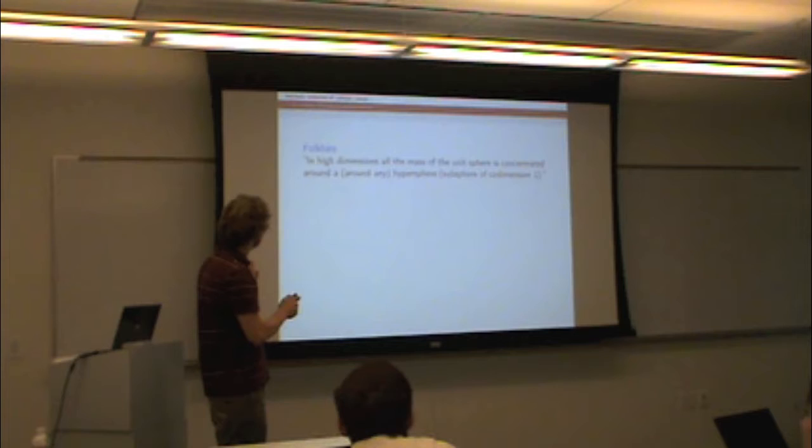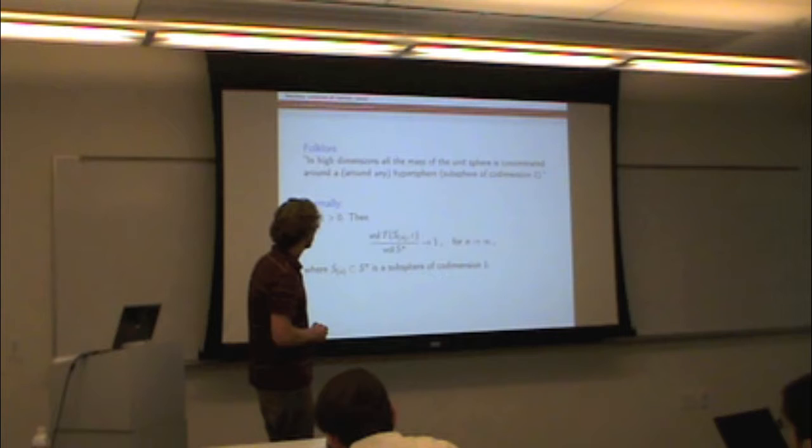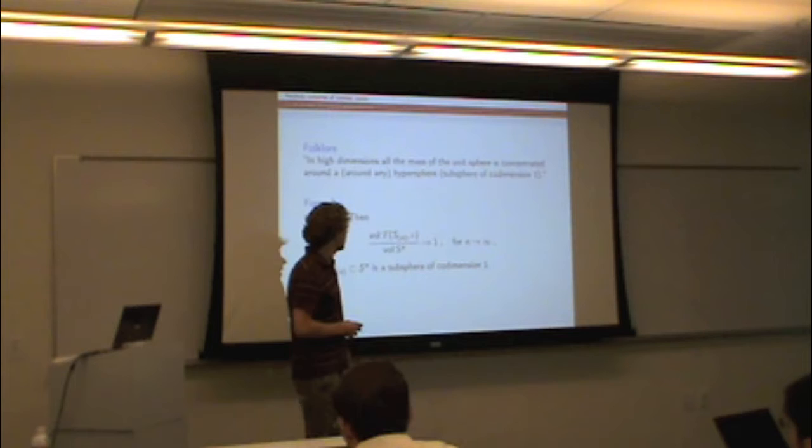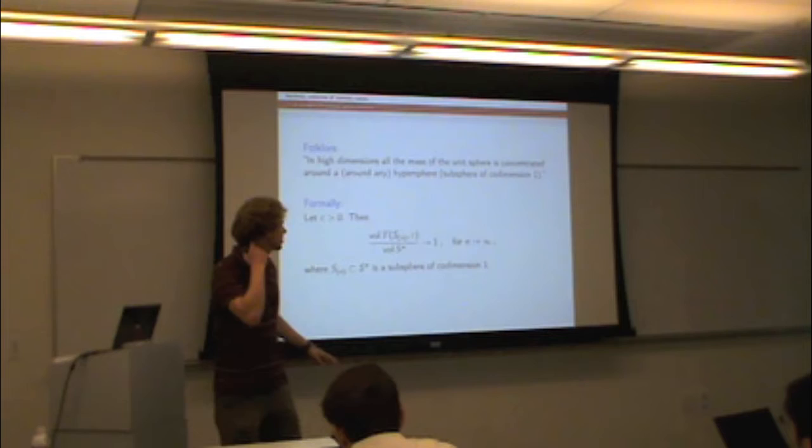So the saying is formally the following. Let's pick an epsilon greater than 0, can be as small as you wish, and then you look at the relative volume of the tube around the hypersphere. So S index n is now a subsphere of codimension 1. Right? And so this relative volume always goes to 1 if you let n go to infinity. This is just a formal statement of this saying that you may have.